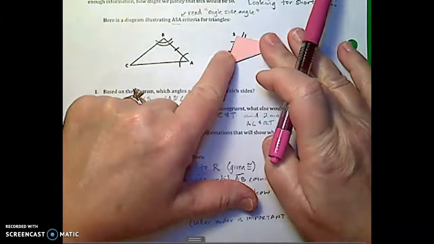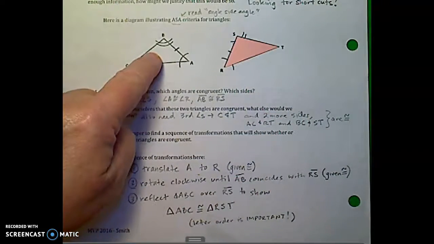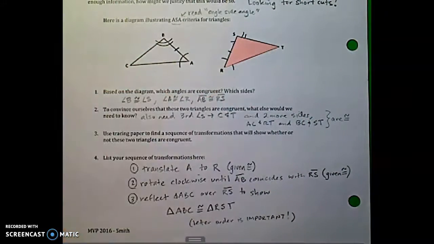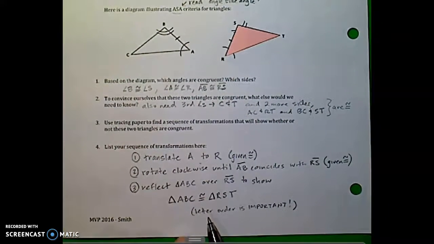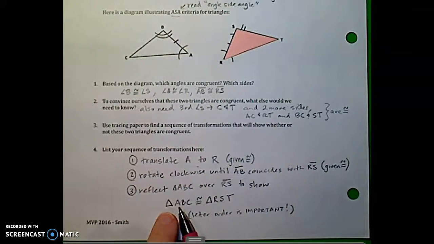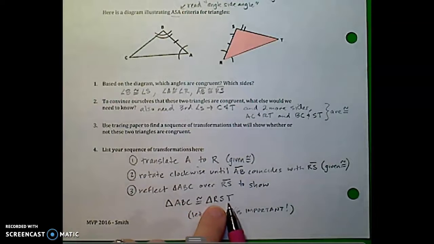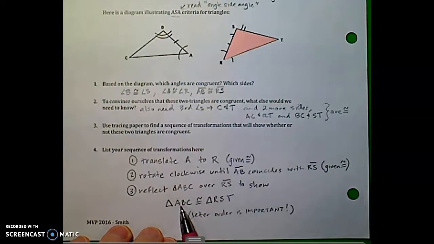And basically we see then that the shape from here, this triangle, matches that triangle exactly. We can say, this is a triangle congruent statement down here. We can say that triangle ABC is congruent to triangle RST. The letter order matters. We talked about that in the last task.